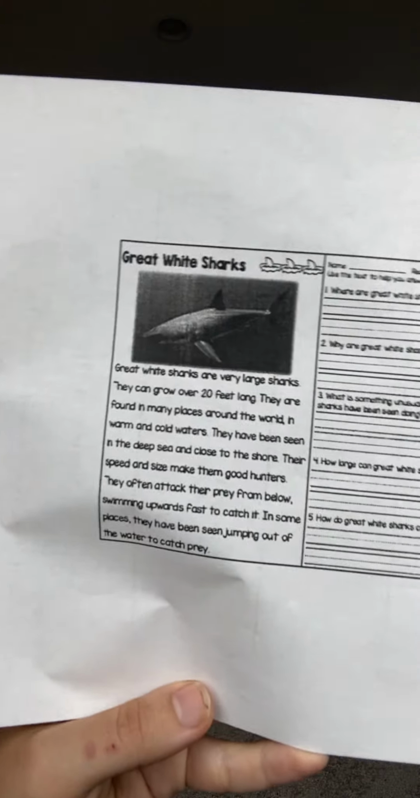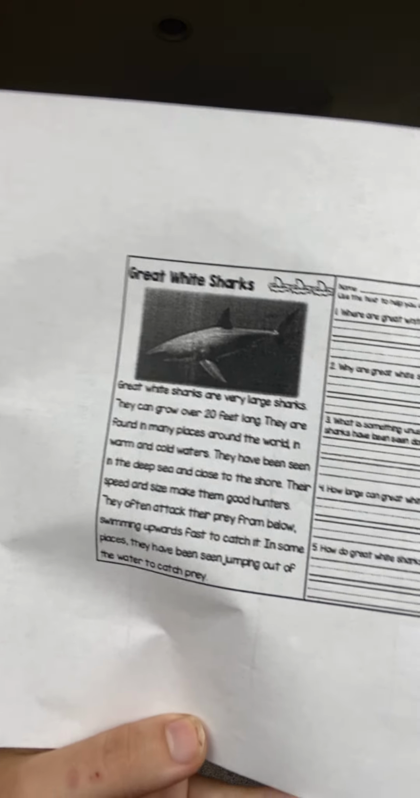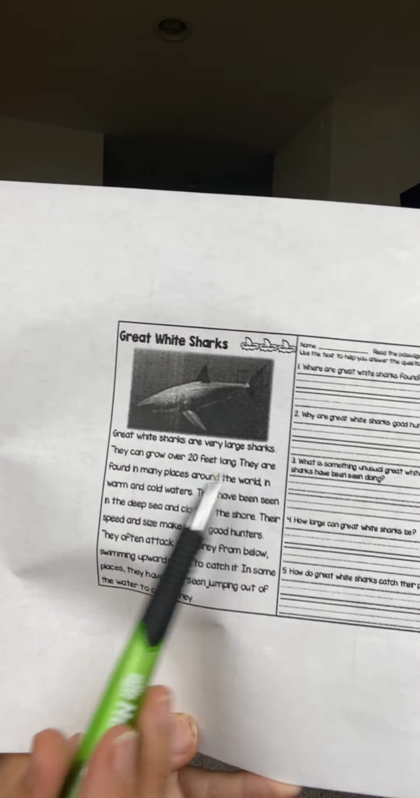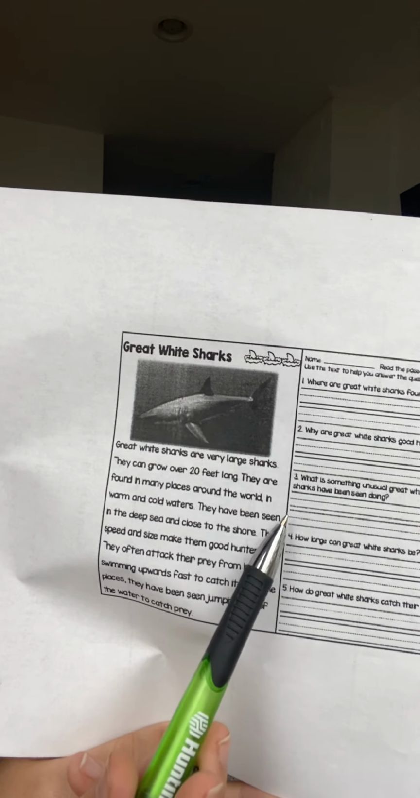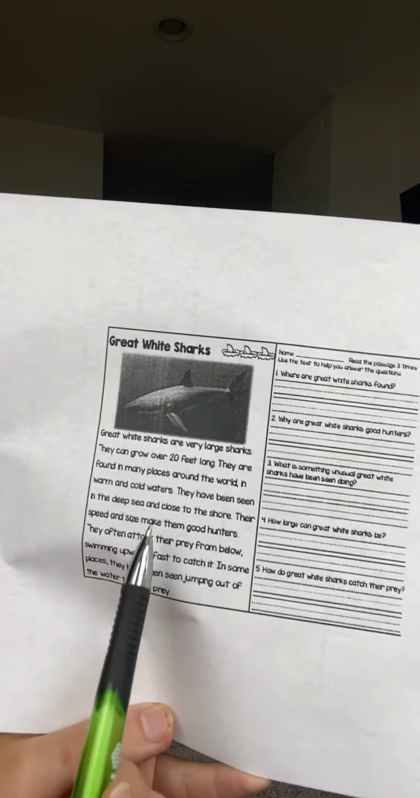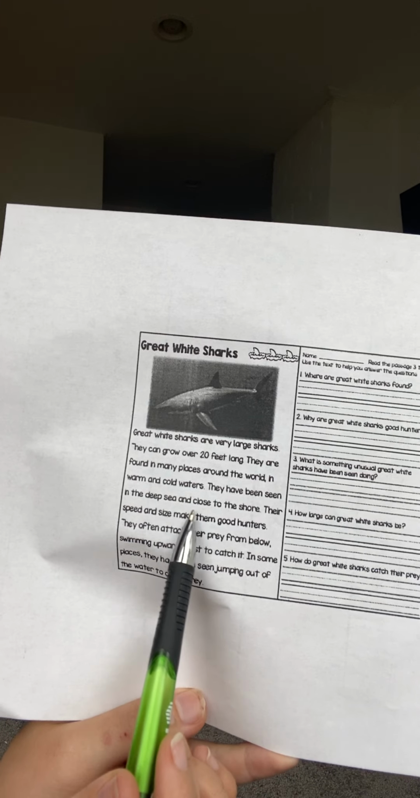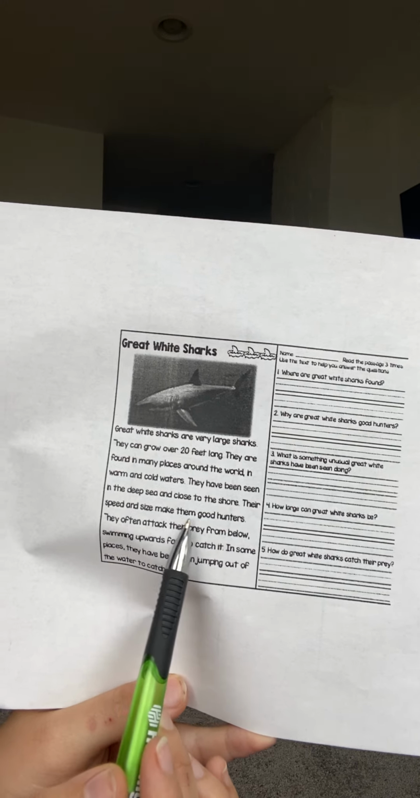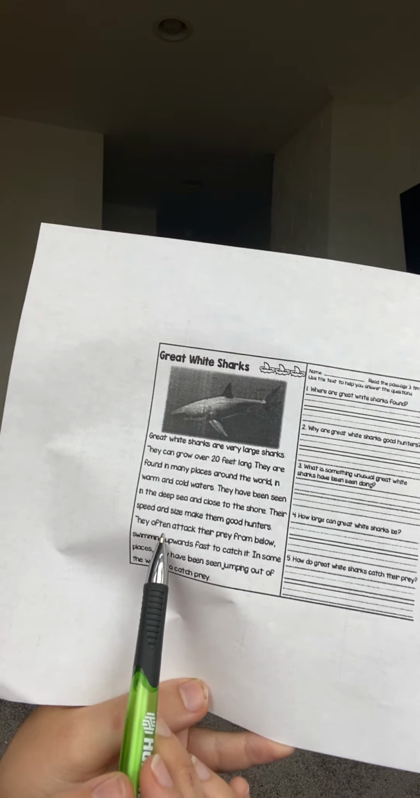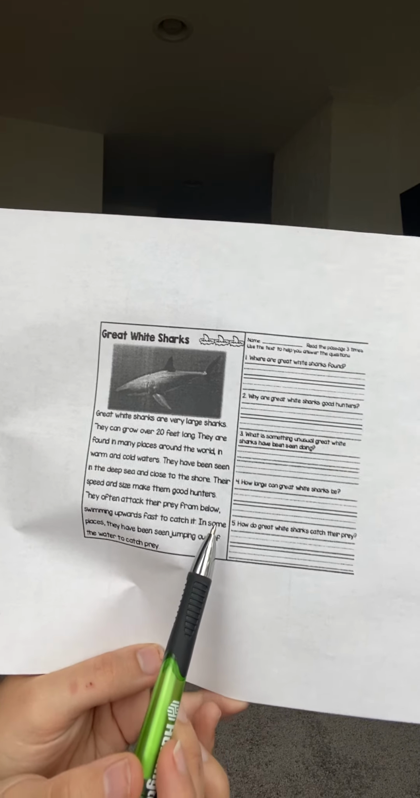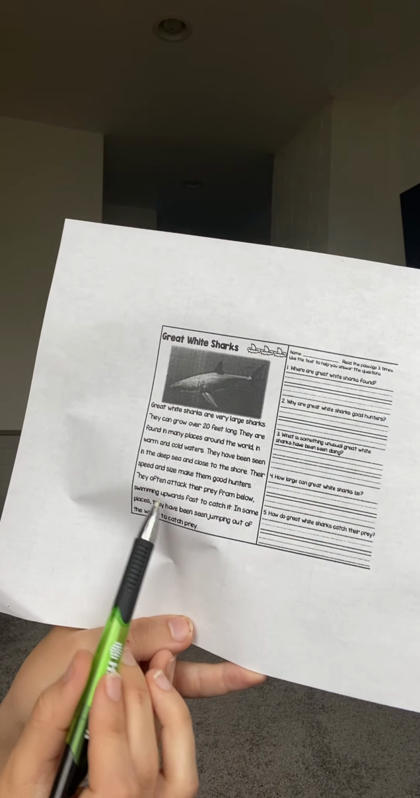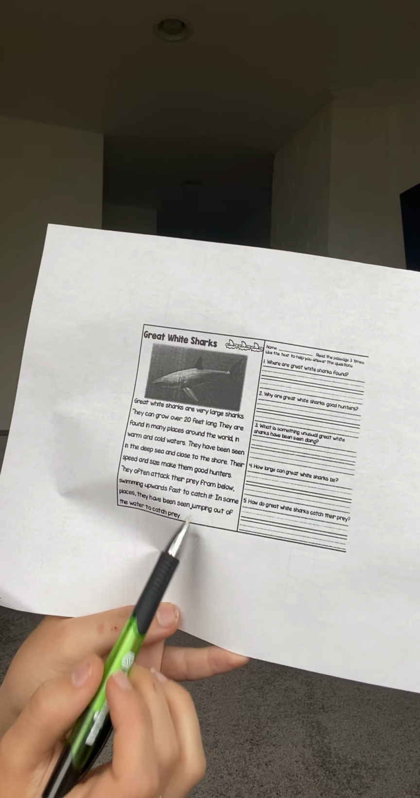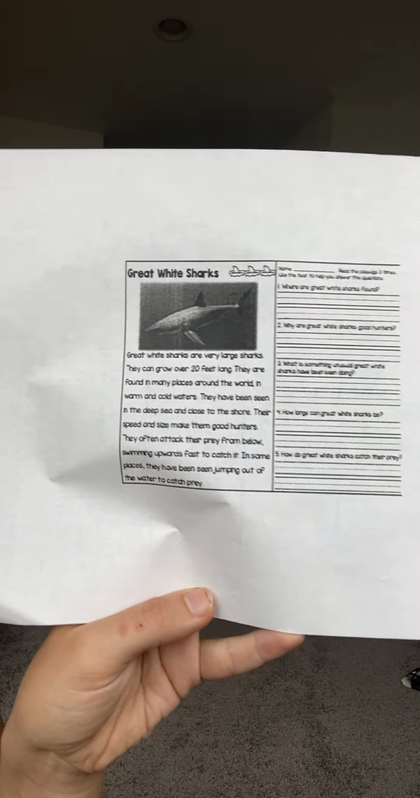Here we go. Great white sharks are very large sharks. They can grow over 20 feet long. They are found in many places around the world in warm and cold waters. They have been seen in the deep sea and close to the shore. Their speed and size make them good hunters. They often attack their prey from below, swimming upwards fast to catch it. In some places, they have been seen jumping out of the water to catch prey.